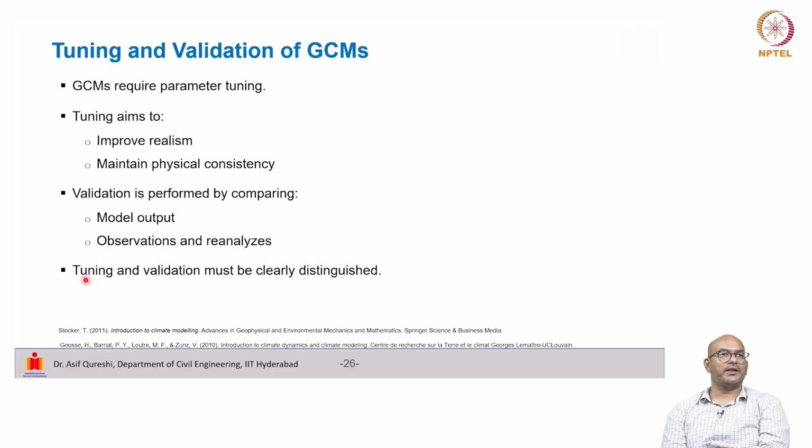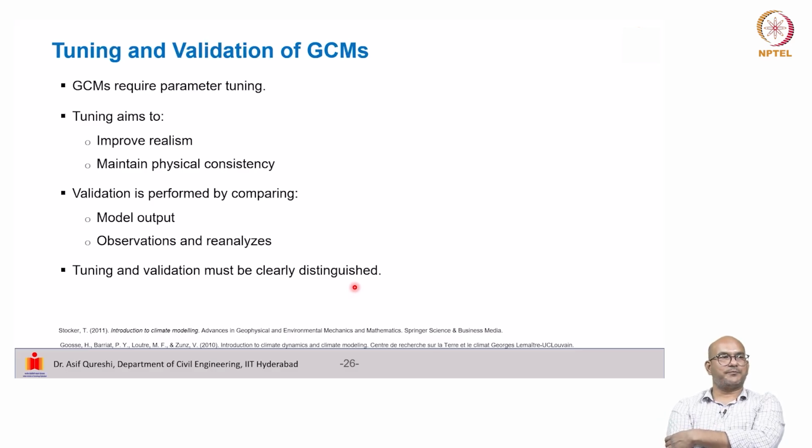Also, tuning and validation must be clearly distinct. We cannot change one parameter, make the model output equal to the observation, and say this is also a validation. Maybe we can divide the data. We can say I will use the first 5 years for model tuning and the next 5 years for evaluation, and then keep a distinction separate between tuning and validation.